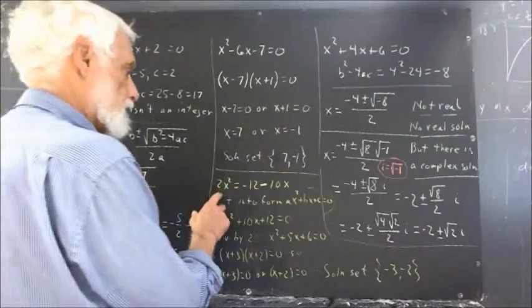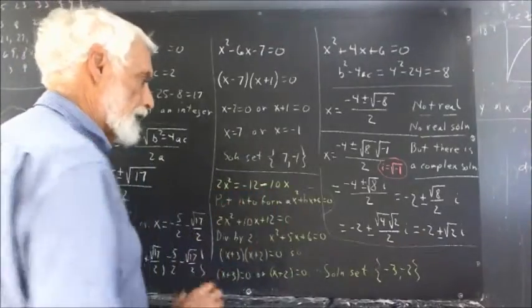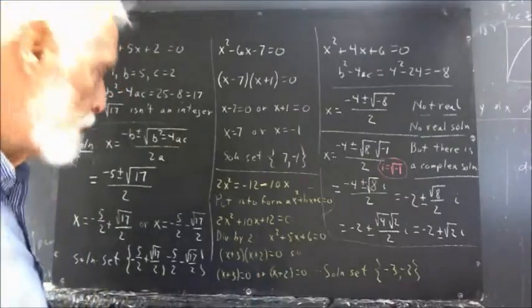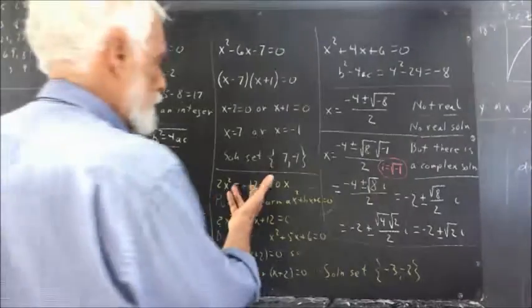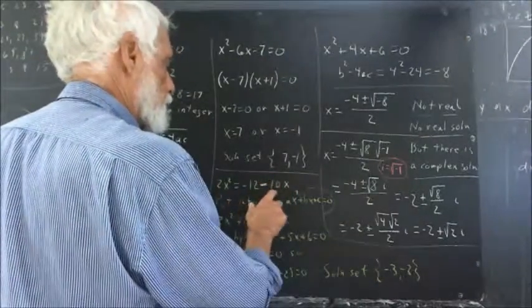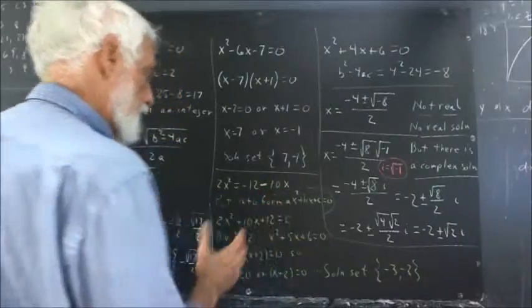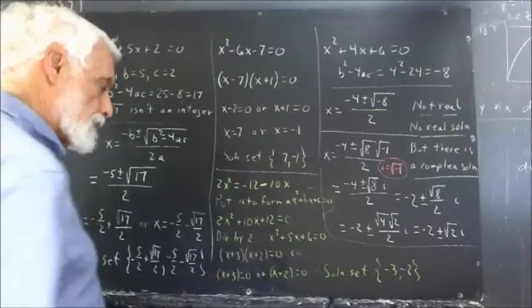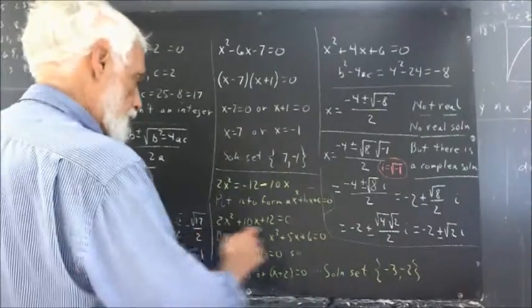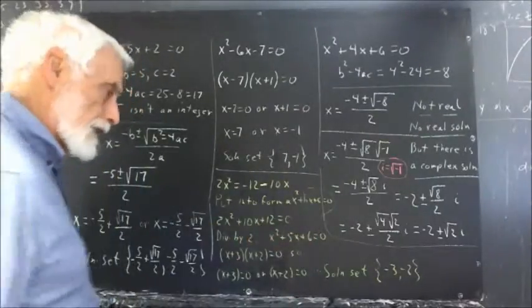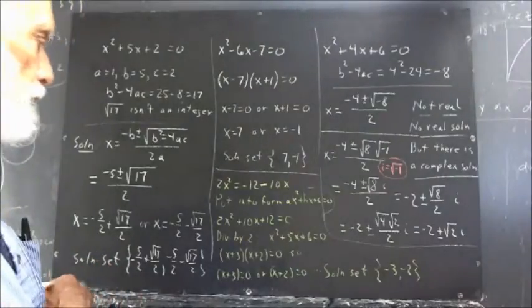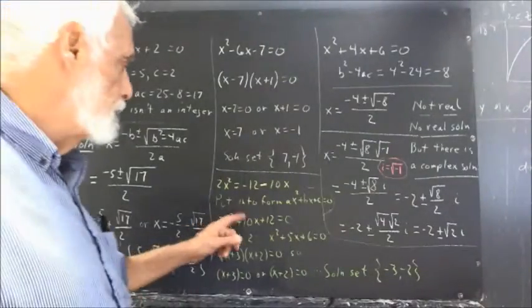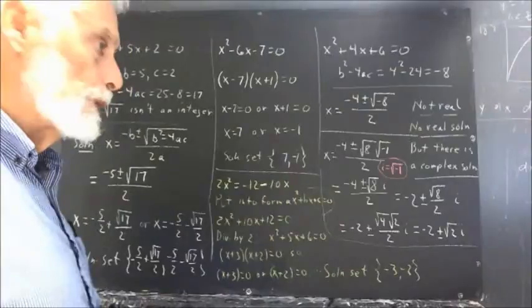So we have 2x squared equals -12 minus 10x. How is that a quadratic equation? Well, we just add 12 plus 10x to both sides. We're going to get 0 on this side. We're going to get 2x squared plus 10x plus 12 on this side. And right here, we easily identify this as a quadratic equation in standard form with a equal to 2, b equal to 10, c equal to 12.